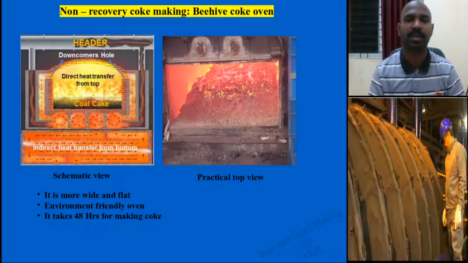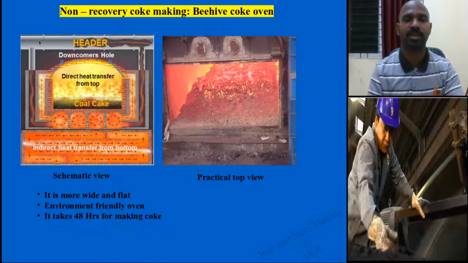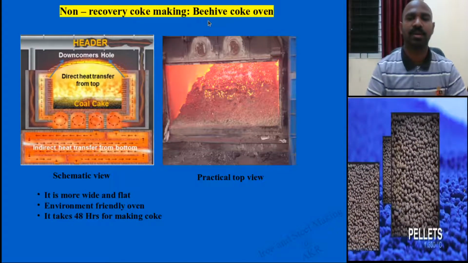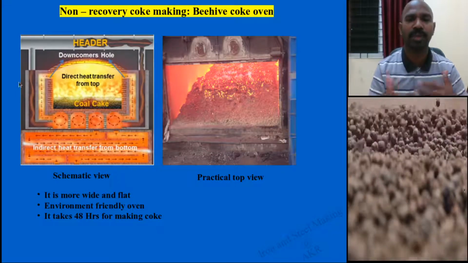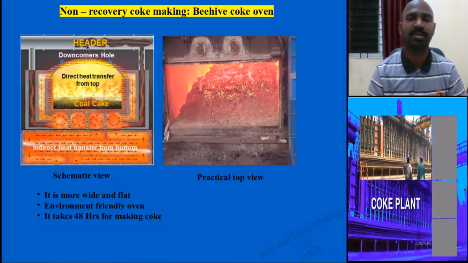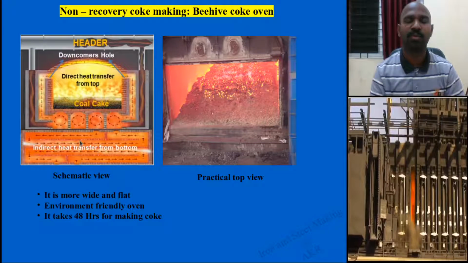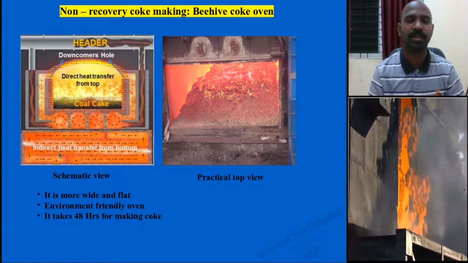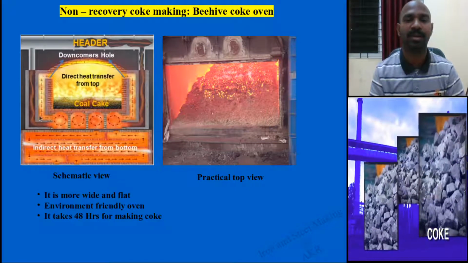Now I am going to teach the next point, that is the non-recoverable coke making process, which has another name, the Beehive coke oven. Basically the schematic of this Beehive coke oven is like this. This is the header part, that is the top. This is the bottom part, with indirect heat transfer from refractory lined bricks. This is a kind of a bowl.